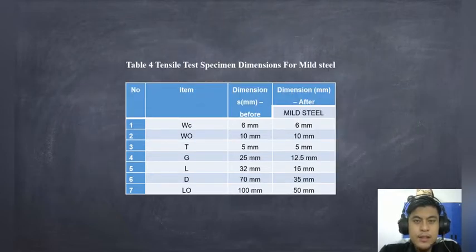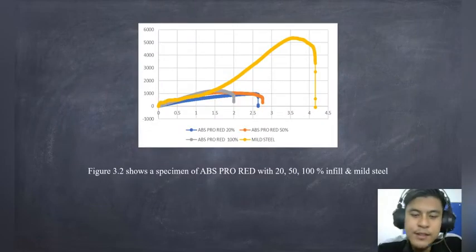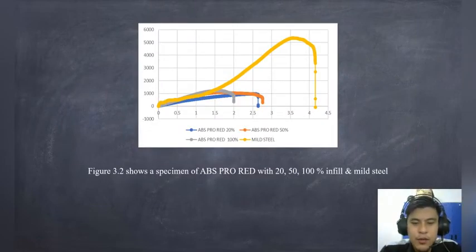And this is the table 4 for the tensile test specimen dimension for the mild steel. Okay, we see this is the before dimension and after dimension. Okay, this is the analysis for the ABS ProRed 20, 50 and 100% infill and the mild steel.